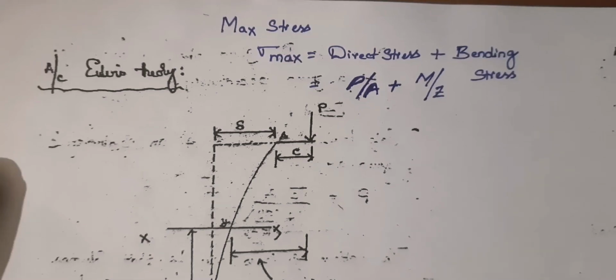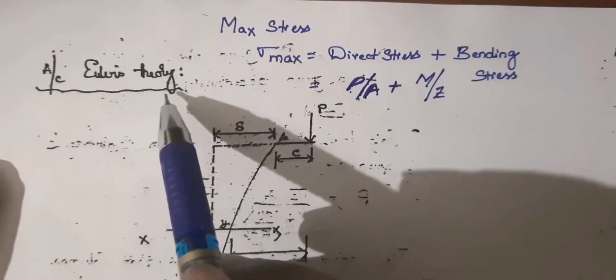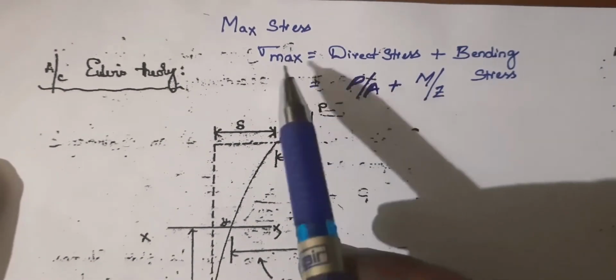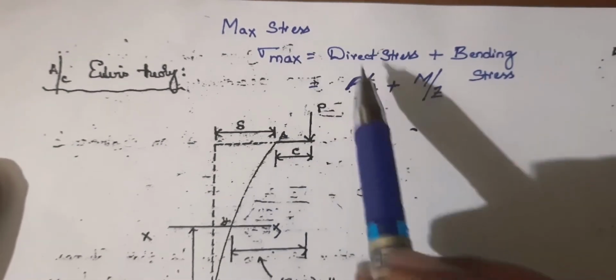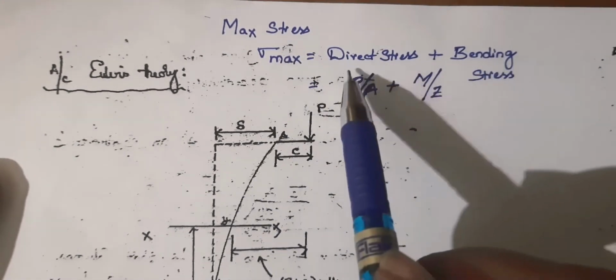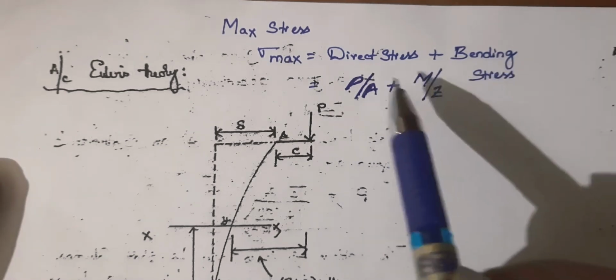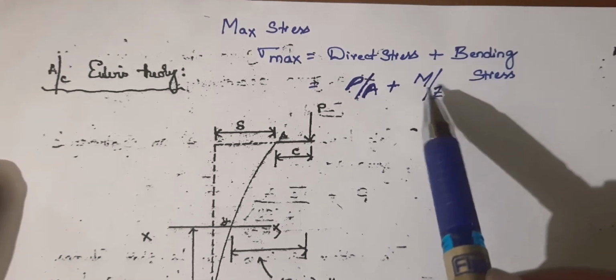So let's see this. According to Euler's theory, the maximum stress is the same as in Rankine's theory. Maximum stress in the column is going to be the sum of direct stress and bending stress. Just add these two things to get the maximum stress. But here the difference is M.